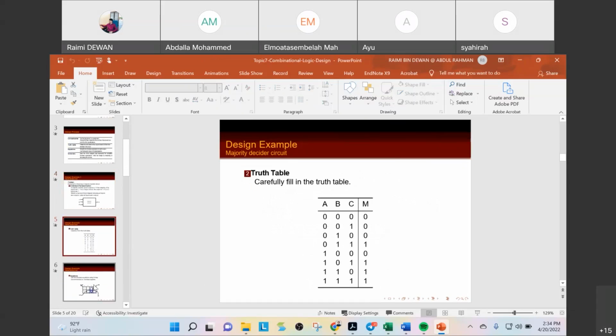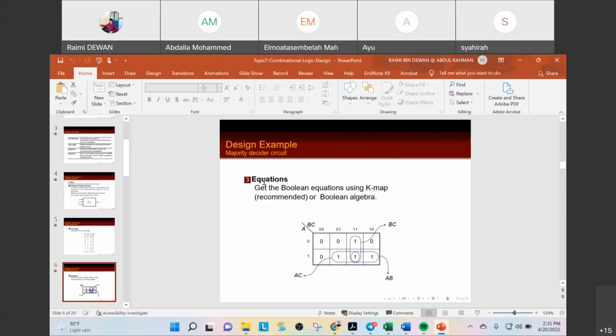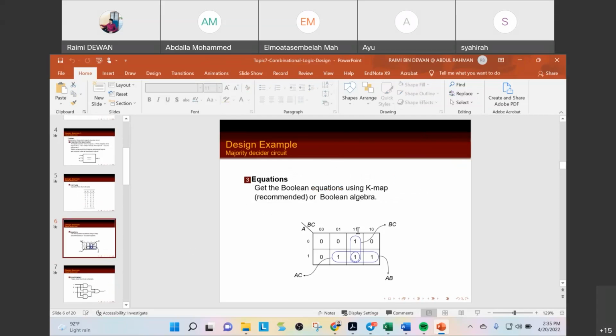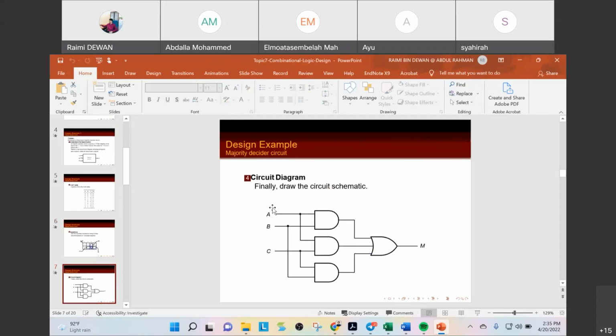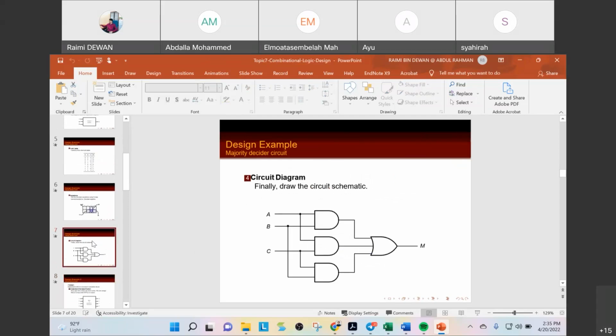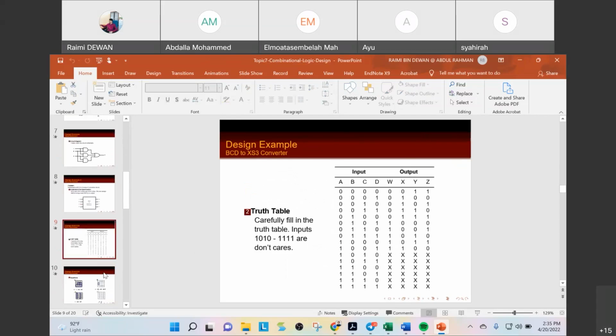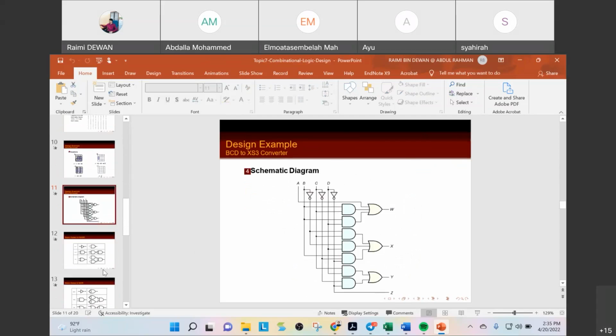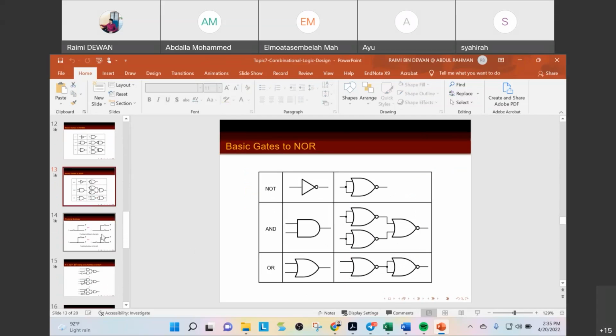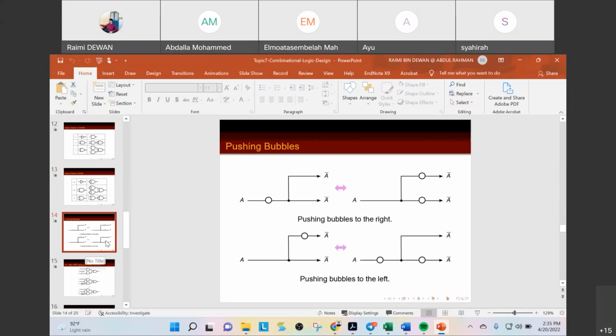The third step is the equation. You try to simplify, either using the KMAP, which is the recommended one, or using Boolean algebra. Either of them is still correct. This one is also covered by my video. And then after that, you create a circuit schematic. These are all the examples I have covered, and this one is the bubble, which is also covered by my lecture video.